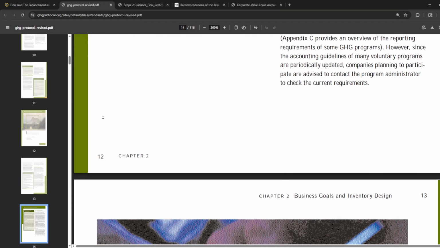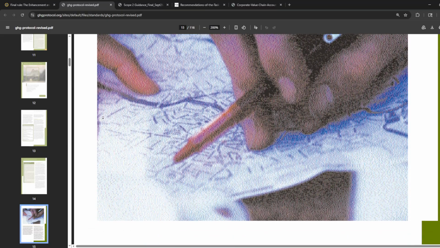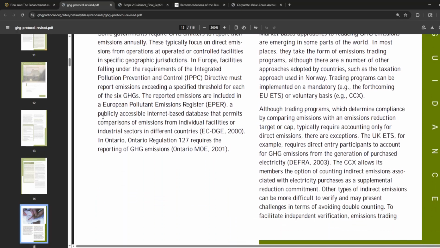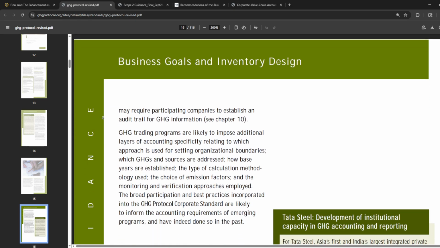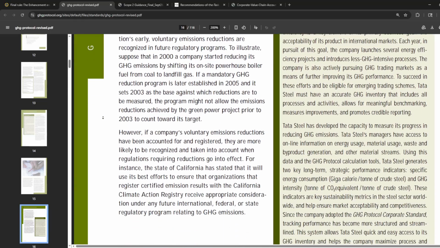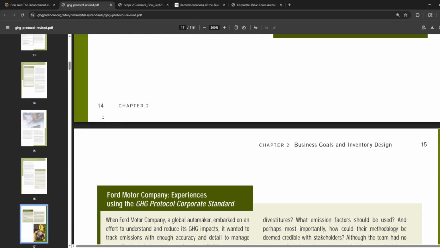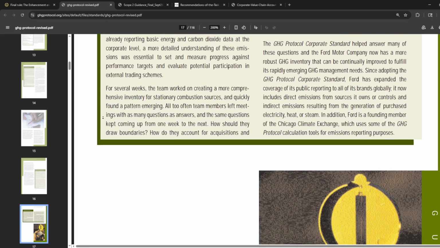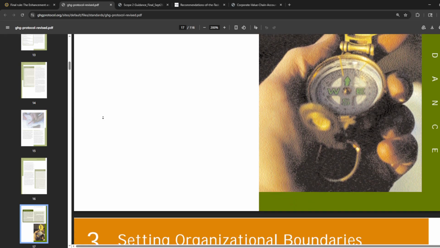These are unintentional releases of greenhouse gases, such as refrigerant leaks from air conditioning units or methane leaks from gas pipes. The final category is process emissions. These are direct results of industrial processes, such as the carbon dioxide released during the chemical reaction of cement manufacturing. Because these sources are physically located at your facilities or within your equipment, you have the most direct control over reducing them.